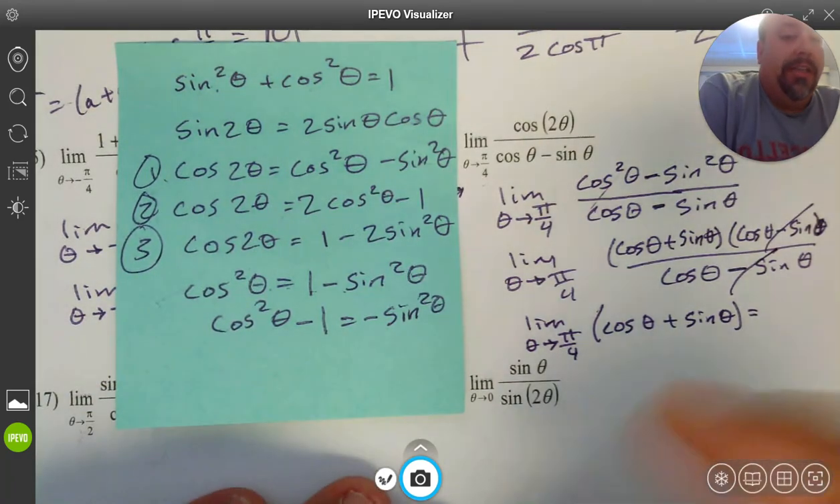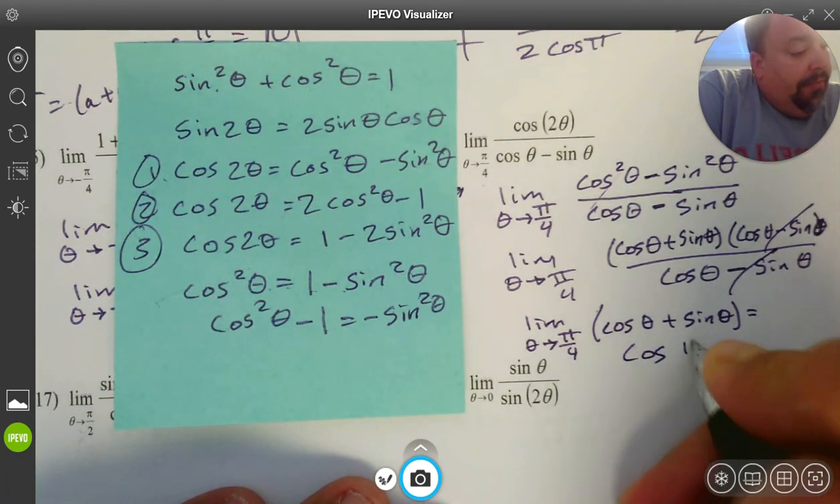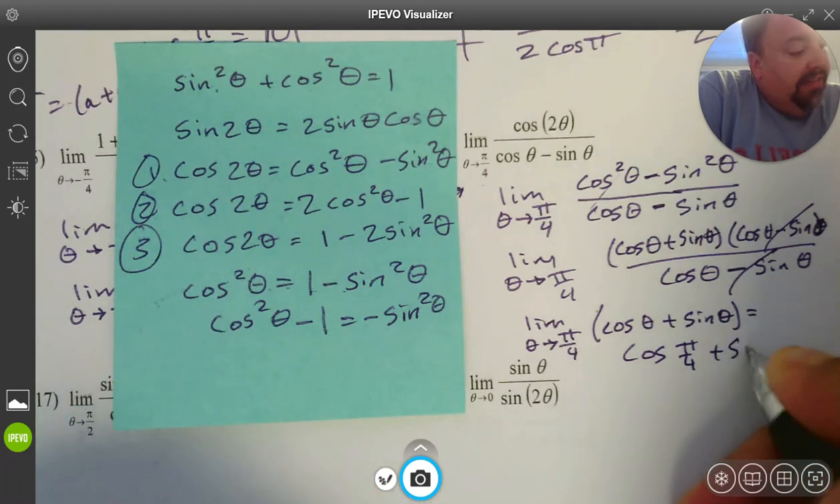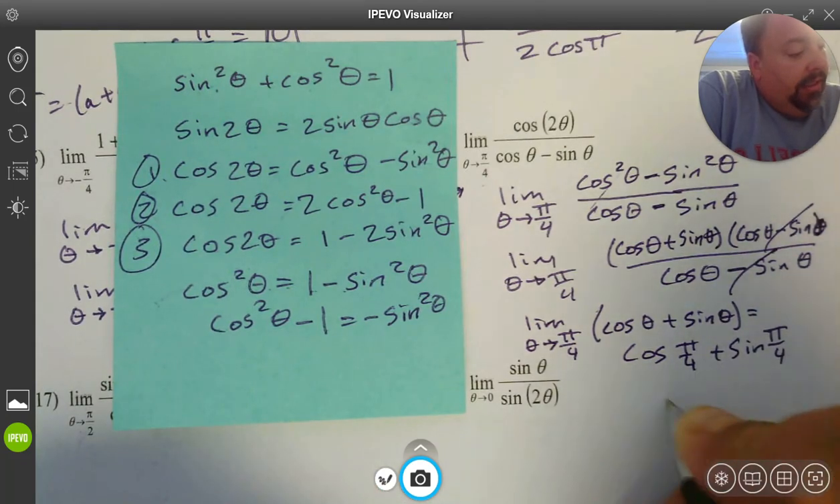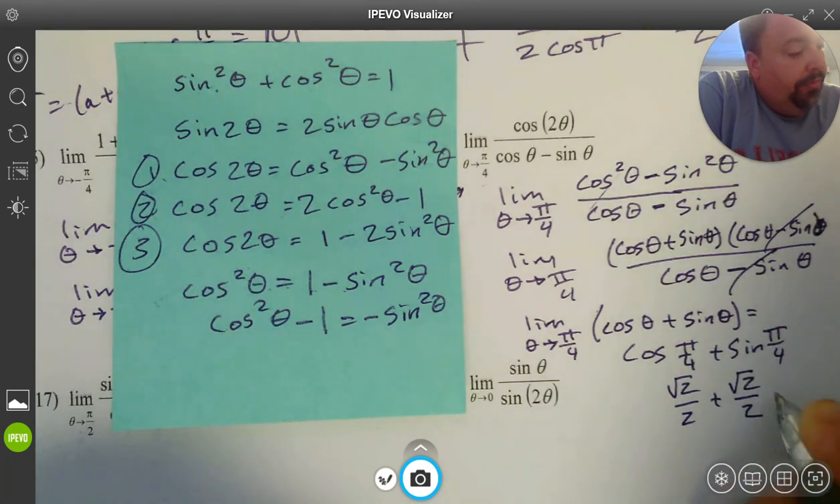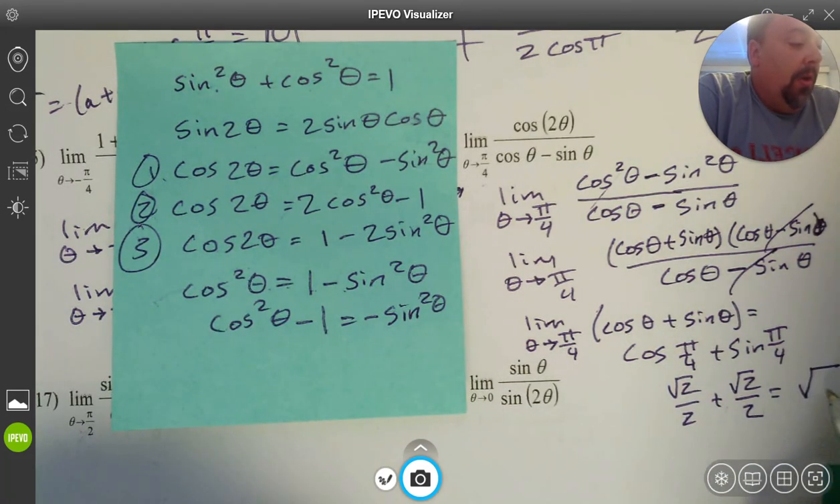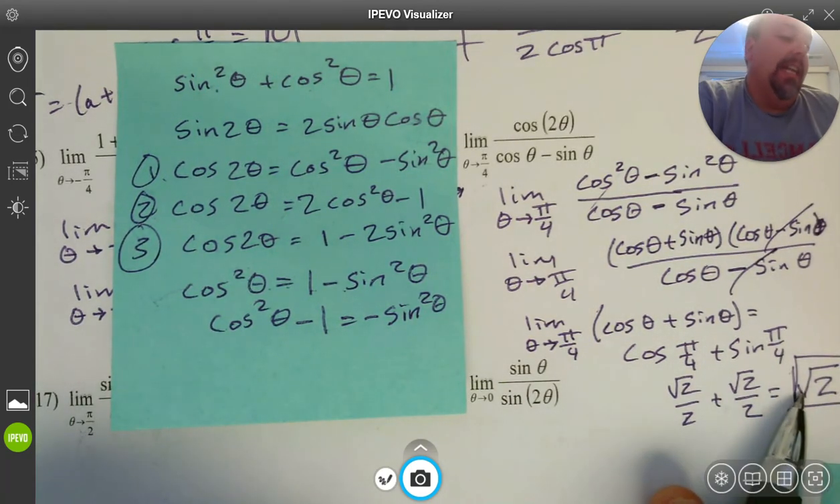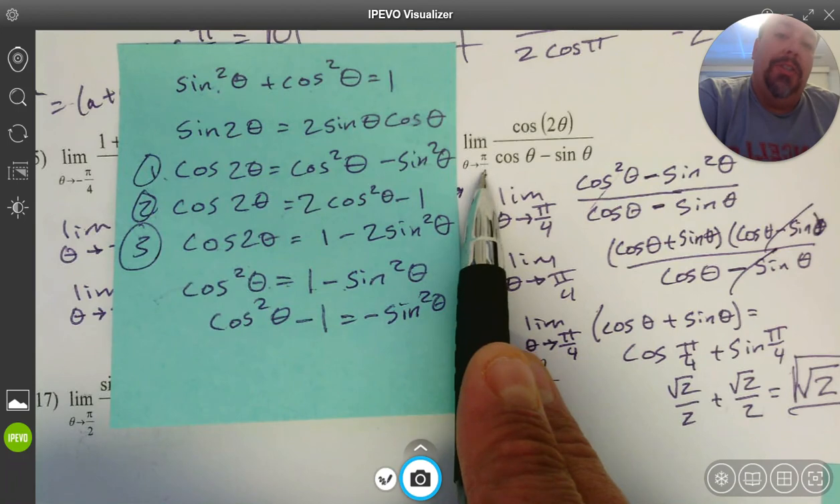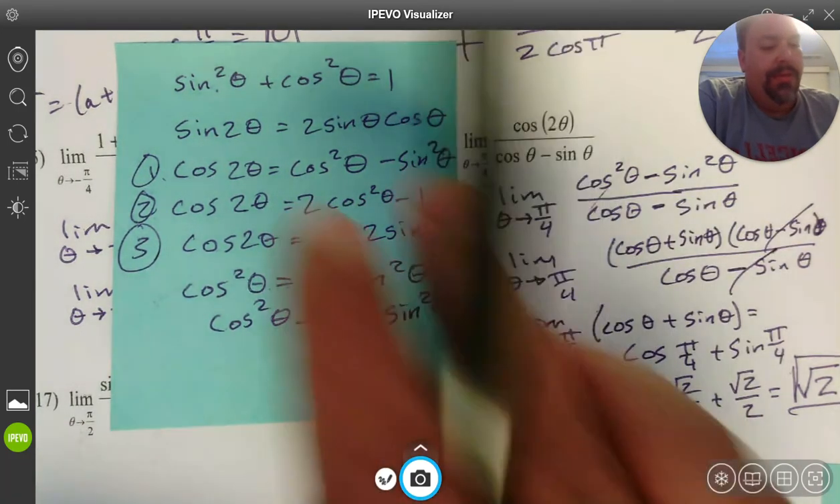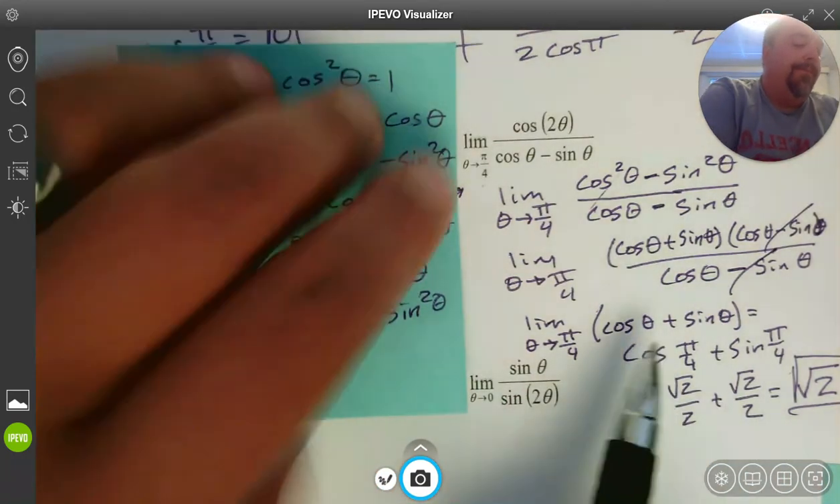Now you should be able to plug in cosine of pi over 4 plus sine of pi over 4 gives square root of 2 over 2 plus another square root of 2 over 2. This is like having a half and a half, which would add up to a whole. So we just end up with a whole square root of 2. And again, that was the intended answer if the limit was going to pi over 4, but if you did it with the negative pi over 4, you would get 0. And you could also do it the same way.